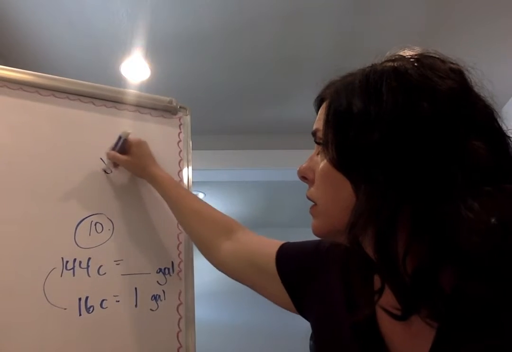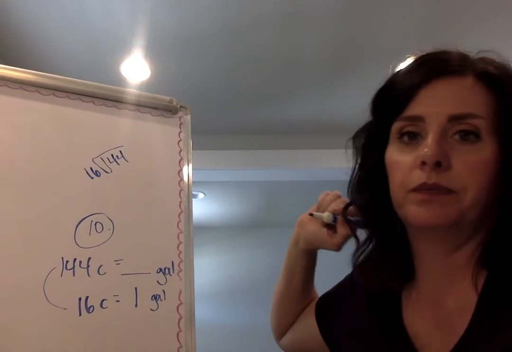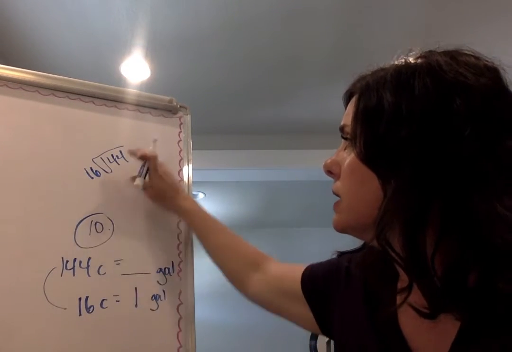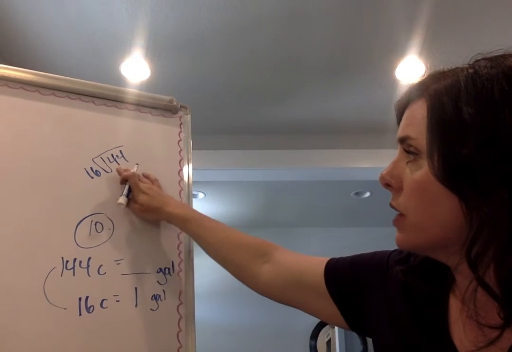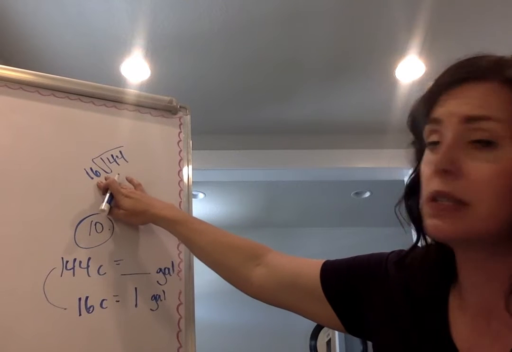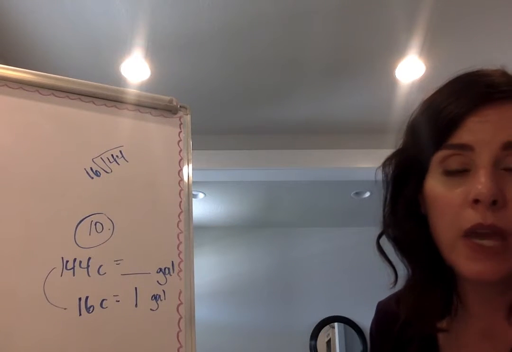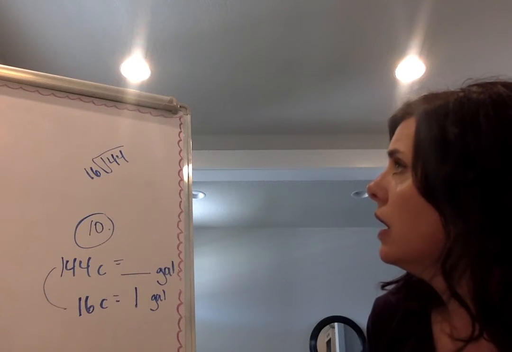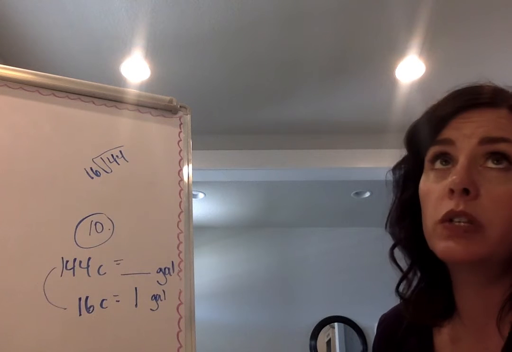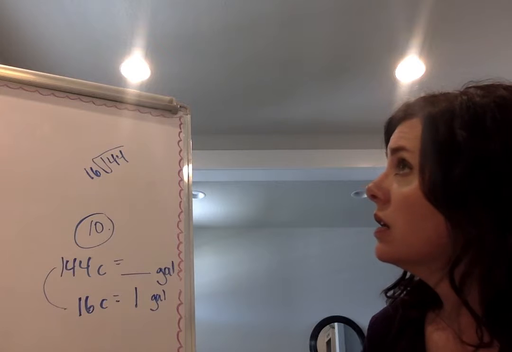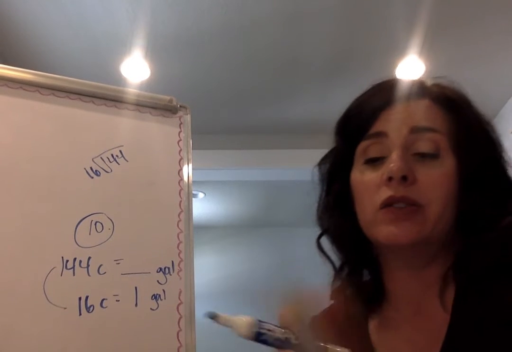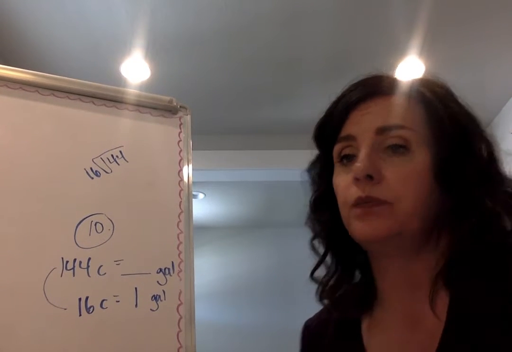144 divided by 16. Okay. Well, let's see. We're going to have to take a guess because 16 does not go into 1, 16 doesn't go into 14, so it's 16 into 144. Well, I know that 16 would go into 160 10 times. So I'm going to try the one right underneath that. I'm going to try 9.